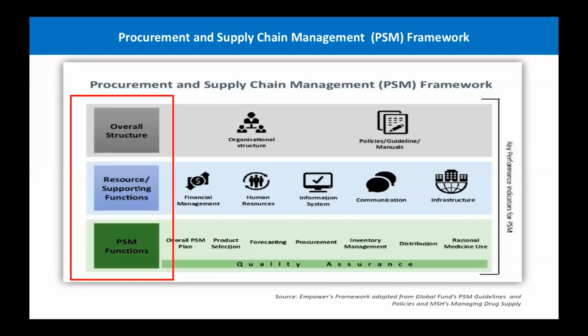And only then do you start looking at the procurement and supply chain functions, which is the planning of PSM, the product selection, the forecasting, how much do you need, getting the procurement done, managing the inventory, distributing, and ensuring appropriate and rational use. And throughout the entire process, ensure quality, not just product quality, but process quality. And then you measure the performance of each of these, getting indicators to measure the performance.